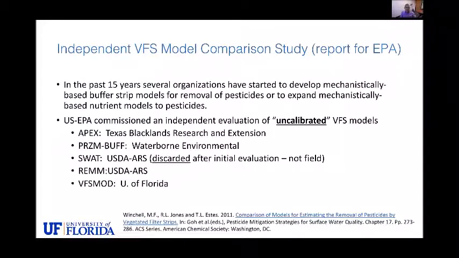Another interesting thing about model testing: Mike Winchell, who is with us, led this study that was commissioned by EPA, looking at potential candidates for mitigation models for buffers that could be used in the regulatory process. They pulled together models that had the capability to incorporate buffers: APEX, PRZM buffers, SWAT, REM, VFSMOD. SWAT was discarded early on because of the scale. It was not at the field scale.